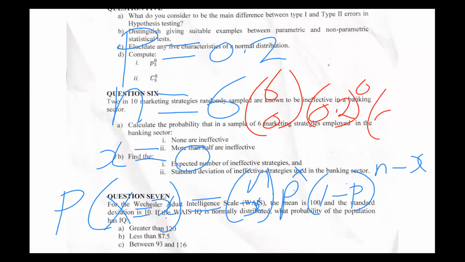1 minus 0.2 should be 0.8, isn't it? 0.8 to the power n, which is 6 minus 0. You got it?